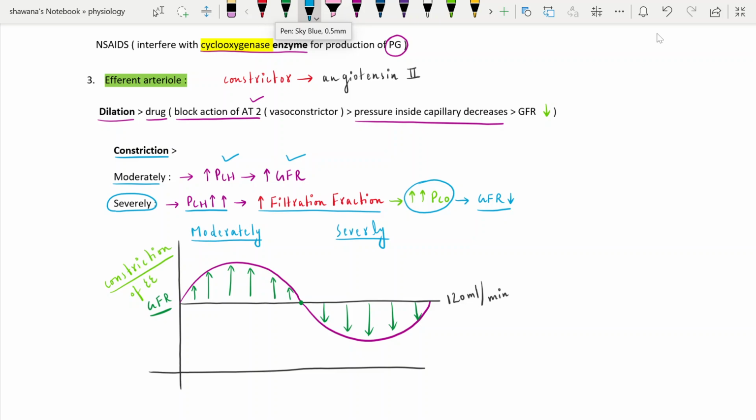In case of severe constriction, there is a graph plotted to show you that when there is moderate constriction of the efferent arteriole, the hydrostatic pressure increases and GFR will increase above 120 ml per minute, which is the normal value. But when there is severe constriction, the filtration fraction increases, and it will cause the remaining plasma to be concentrated with proteins, and eventually the plasma oncotic pressure will increase, so GFR will decrease in case of severe constriction of the efferent arteriole.